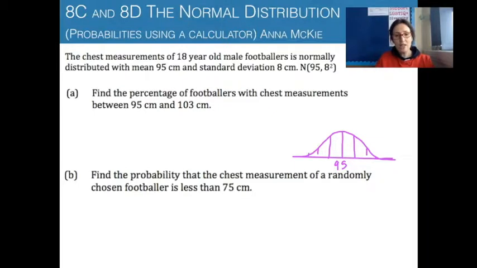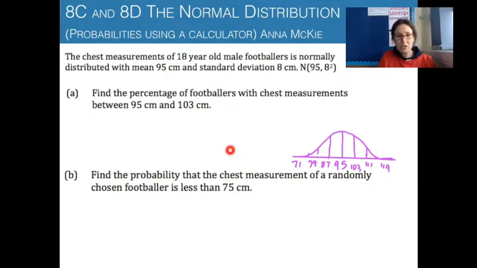So you're going to take 95 and add on 1 standard deviation. So 95 plus 8 gives you 103. Add on another 8, 111, and the third one, 119. So that's 3 standard deviations to the right. To get to the left, you subtract off 8 each time. So the first one will be 87, then 79 and 71.